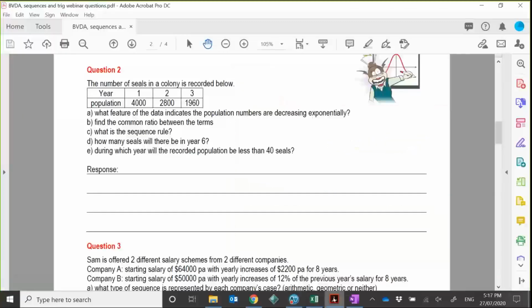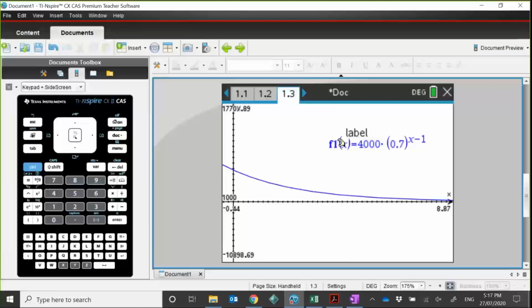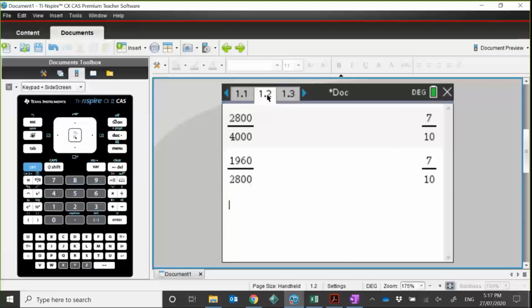Now, how many seals will there be in year 6? The beauty of just having done that equation is if we remember that it's called F1, all we have to do is type in F1 and substitute 6 into that equation. If we substitute 6 into that equation, there is the population of seals in year 6, 672. Now, because it's an application, you've got to round that off to the nearest whole number because we're talking about population. Okay, so 672 seals.